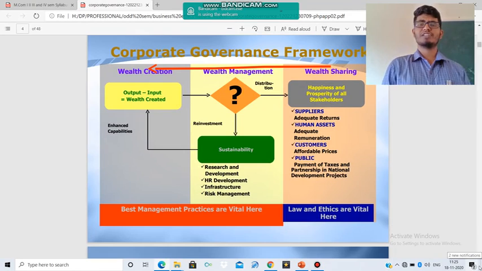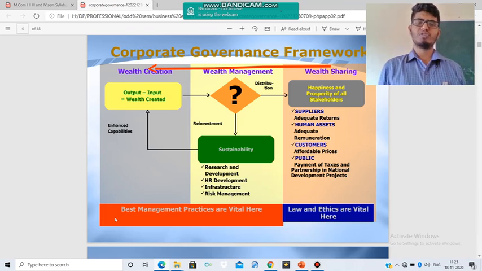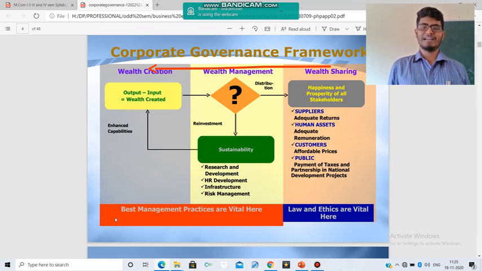Here is a corporate governance framework. The main objectives of the companies are wealth creation, wealth management and wealth sharing. I can say these are the three steps of the companies. Wealth creation is output minus input, which is nothing but total sales minus the total expenses. Now the wealth is created and that created wealth should be managed properly. How to manage that wealth is the question here.